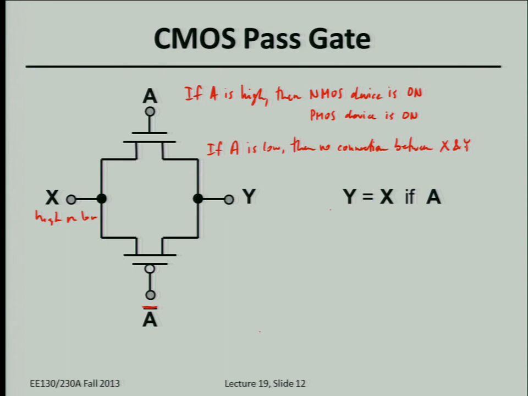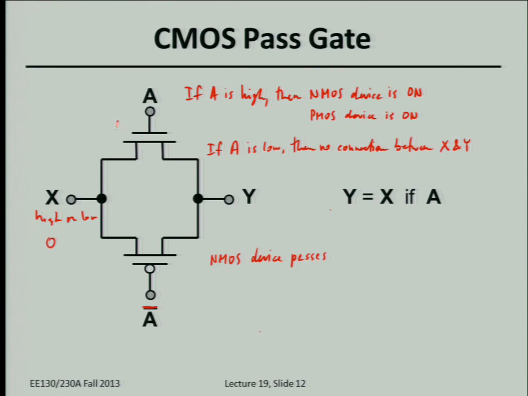I don't know if you've already learned this in EE130, but it doesn't hurt to review. When A is true, or when A is high, you're turning on both transistors. But why do you need both? Let's say, what is the role of the NMOS device? Does it work better to pass a high voltage or a low voltage? Let's put it this way, because X can be either high or low. Let's say X is low, so let's say X is 0.